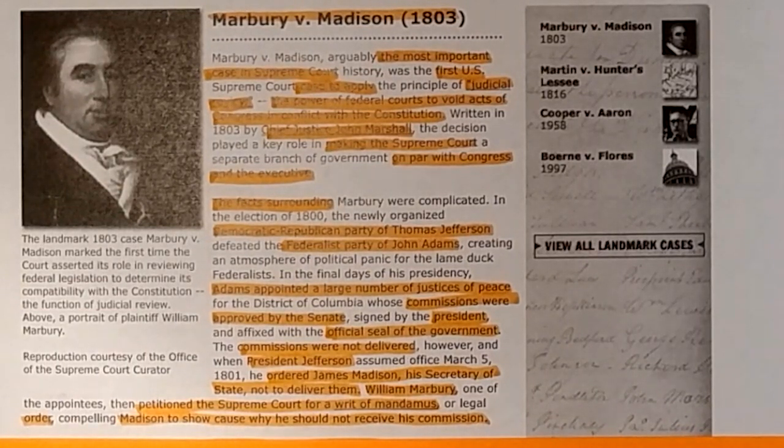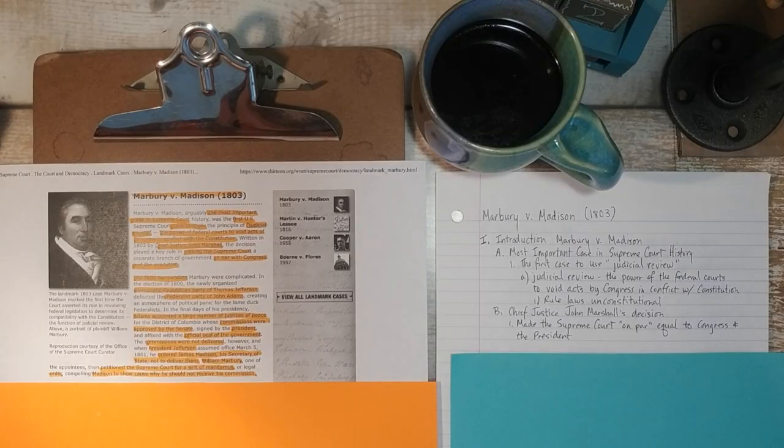William Marbury, one of the appointees, then petitioned the Supreme Court for a writ of mandamus, or, defining, legal order compelling Madison to show cause, legal cause, why he should not receive his commissions. So that's the second paragraph. It's fully loaded with lots of information and detail.